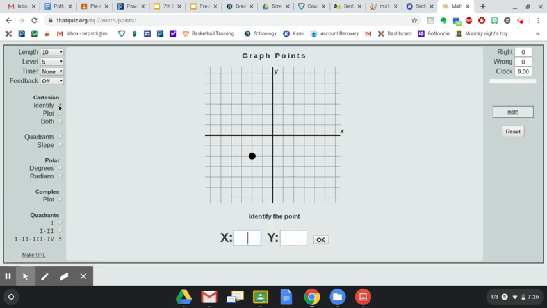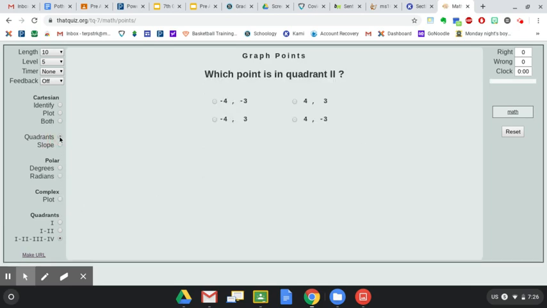You can also work on identify. So this point here is left 2 and down 2. So I know that -2, -2, right? And again, it checks me over here if I'm right or wrong. And then I also want you to work on quadrants.